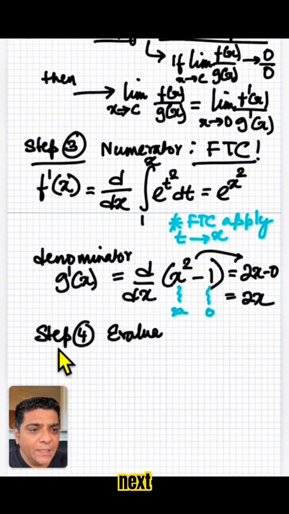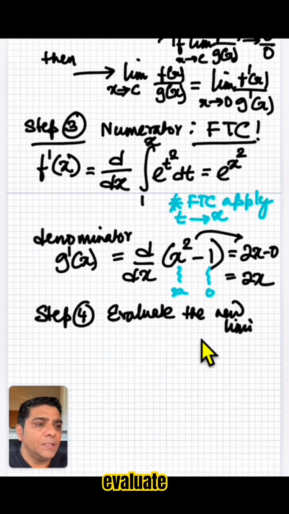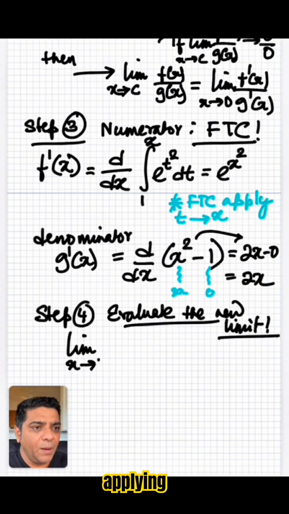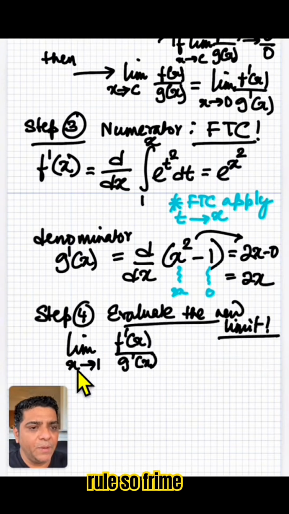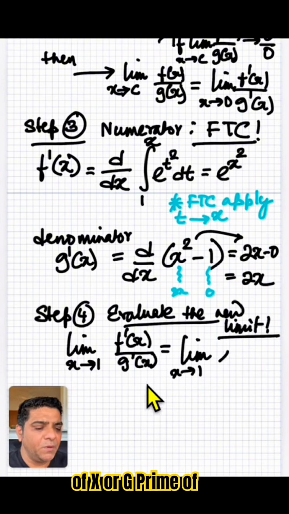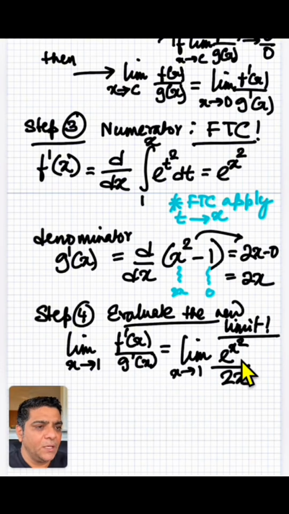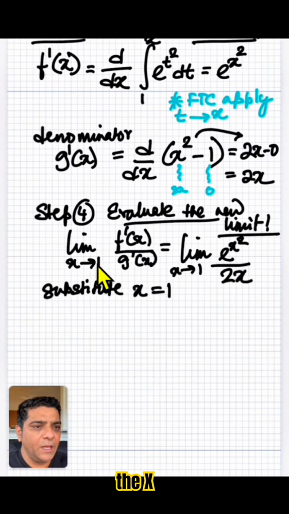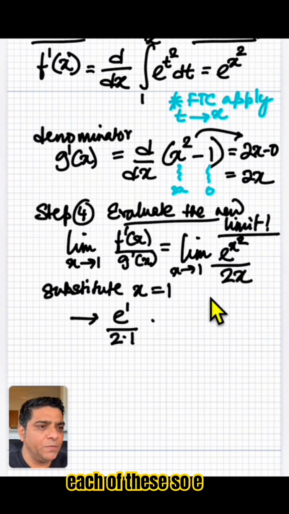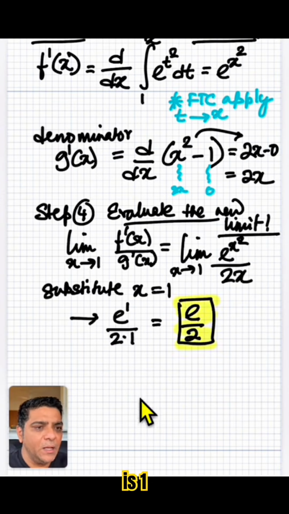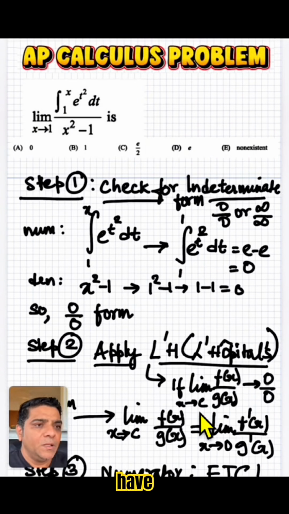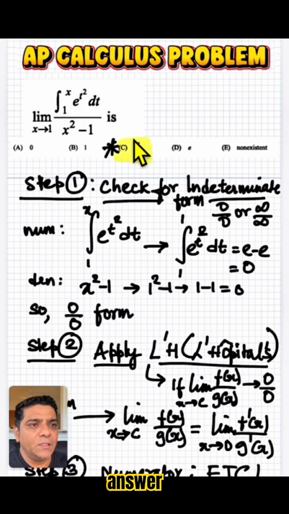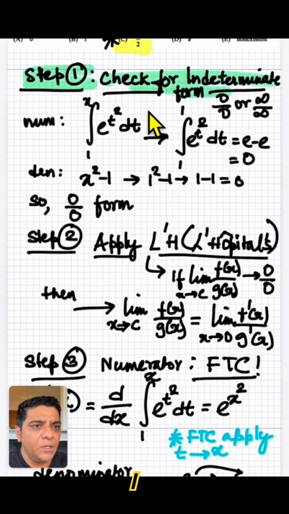Next, we evaluate the new limit after applying L'Hopital's rule. As x approaches 1, f prime of x is e to the power of x squared, and g prime of x is 2x. Now we can substitute x as 1 into each of these. e to the power of 1 squared is e, and then we have 2 times 1. So our answer is going to be e divided by 2.